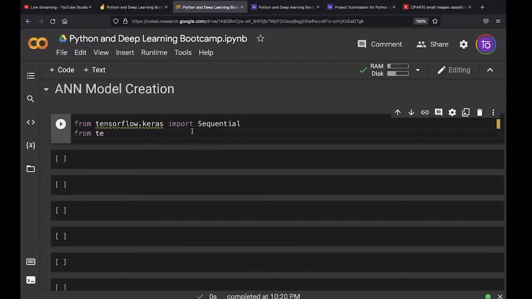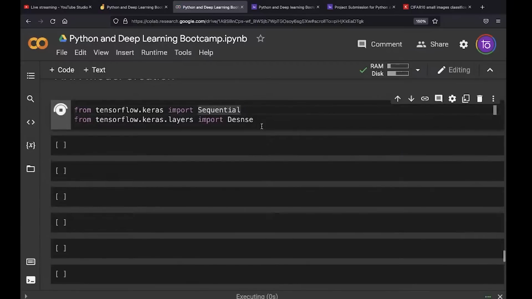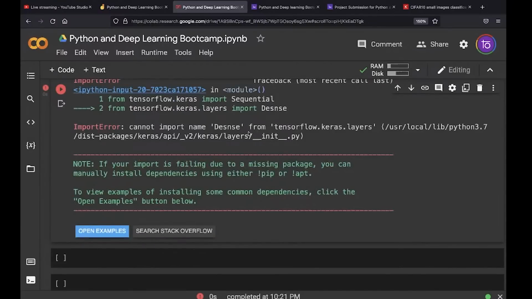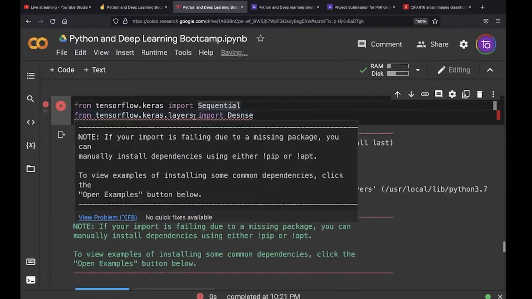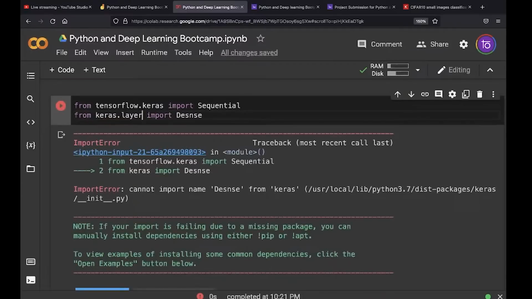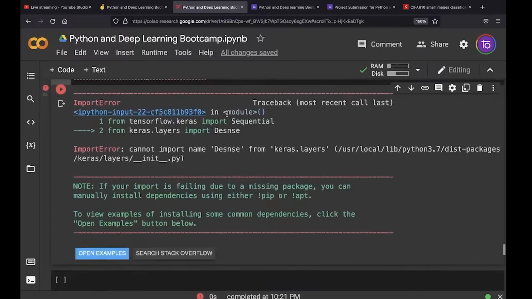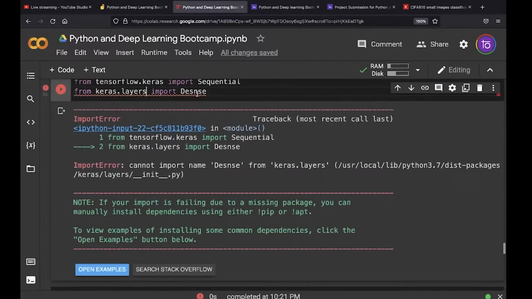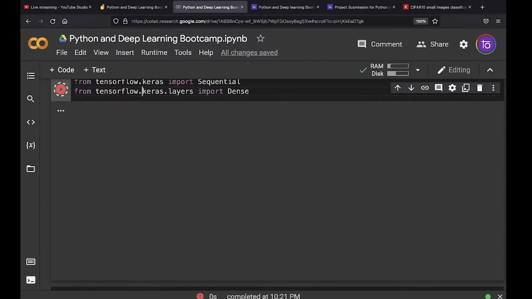Next, I'm going to use tensorflow.keras only, and dot layers, okay? And I'm going to import the Dense layer. Perfect. Now what is this? Cannot import Dense from TensorFlow Keras. Not an issue. Let's import this from Keras itself. From keras.layers import Dense. Okay, it should be Dense, okay? And tensorflow dot, now it should work.